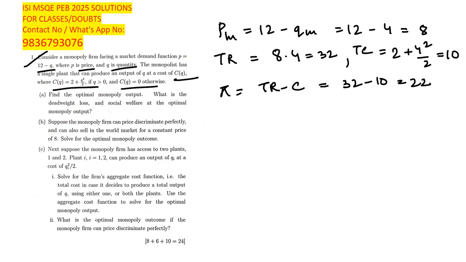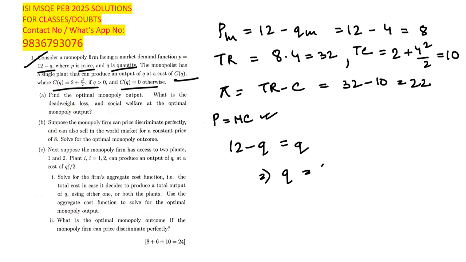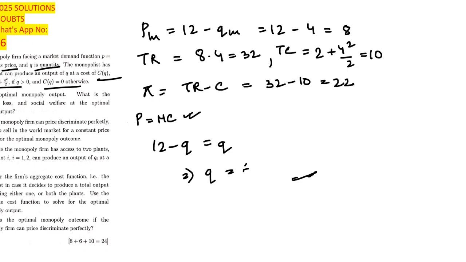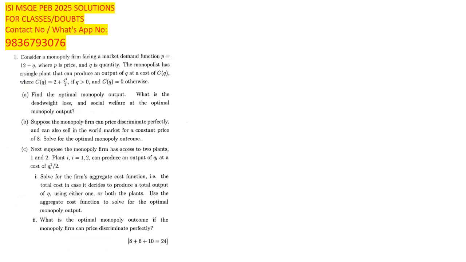So now the socially optimal output. We have to find out the optimal output, compare it with the monopoly output which we have found, and find the deadweight loss and the welfare at the social optimum. So now we will set price equal to marginal cost. That means 12 minus Q is equal to Q, or Q will be 6. That is socially optimal output.